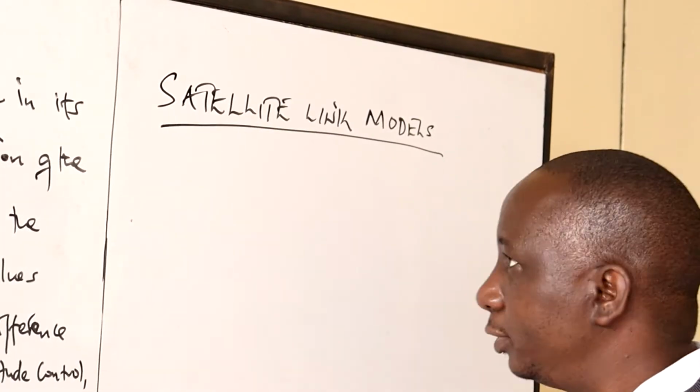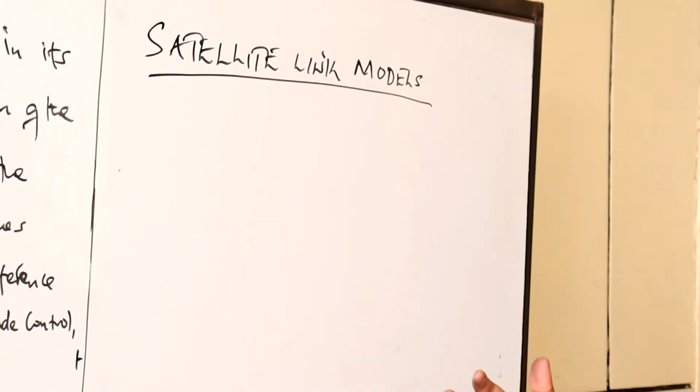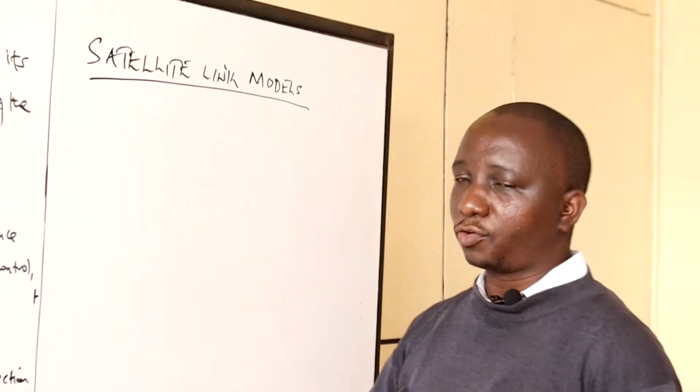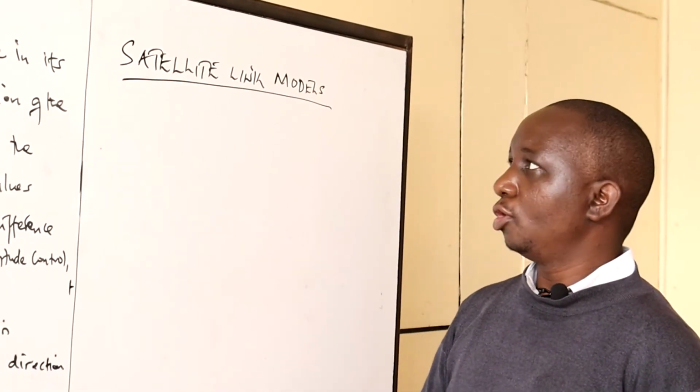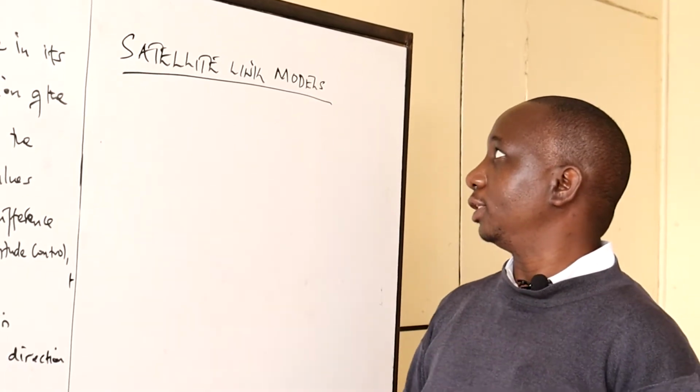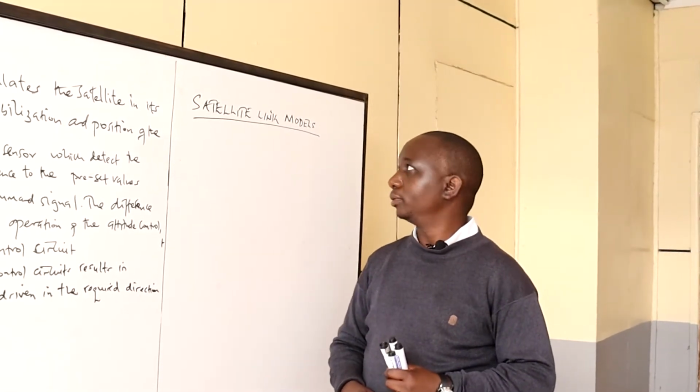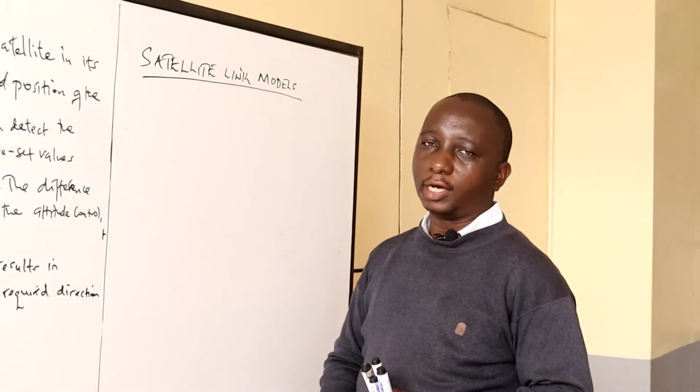So satellite link models are the parts or the different sections of the satellite for us to have a complete communication in a satellite. So there are basically three types of satellite link models: the uplink model, the repeater stations, and also the downlink model.